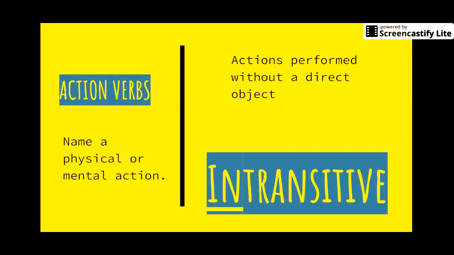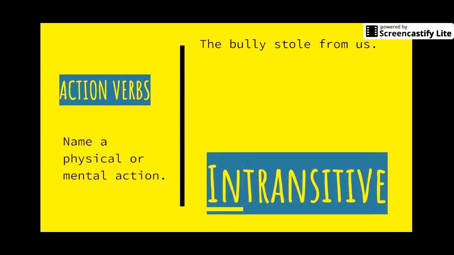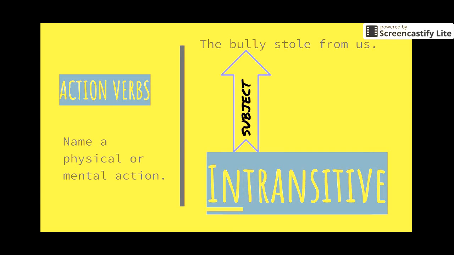Intransitive verbs are actions performed without a direct object. So let's look at that same subject and verb pair. The bully stole from us. We've still got the subject, the bully, and we've still got our same verb, stole, but we no longer have a direct object. It doesn't tell us in this sentence what he stole, just that he stole something from us. And that makes the verb stole in this sentence intransitive.